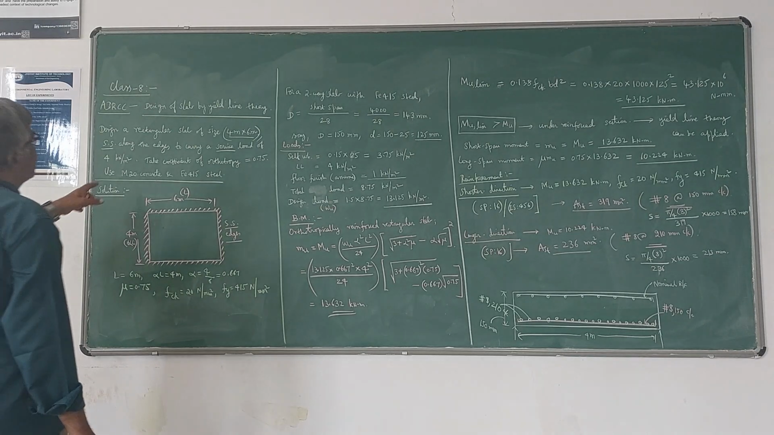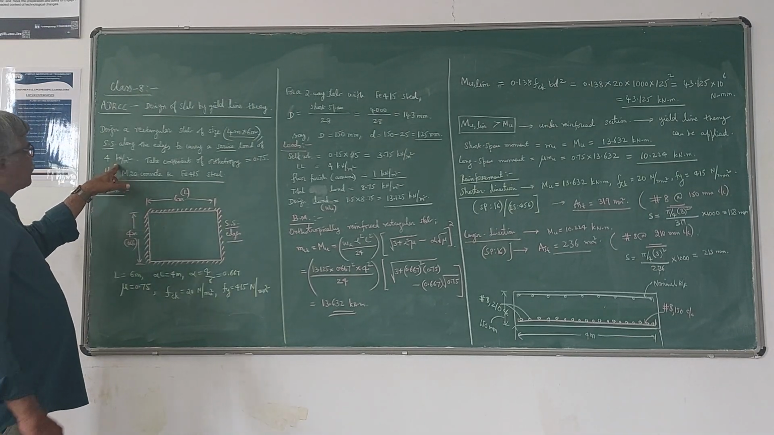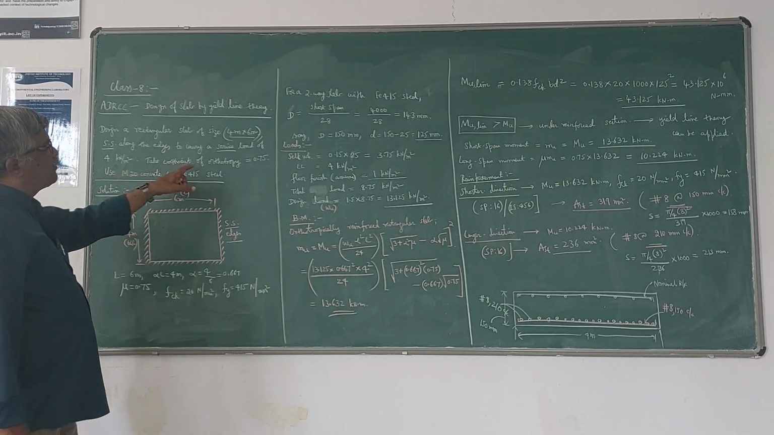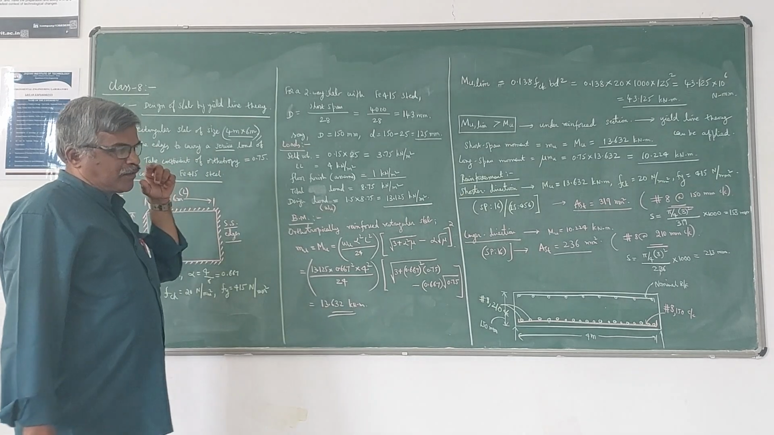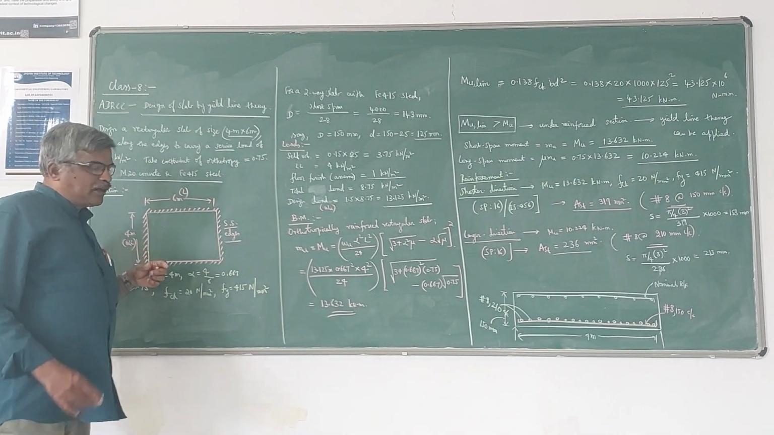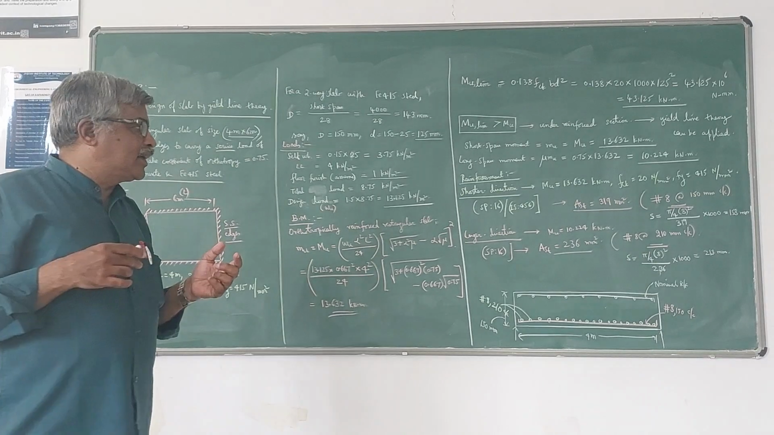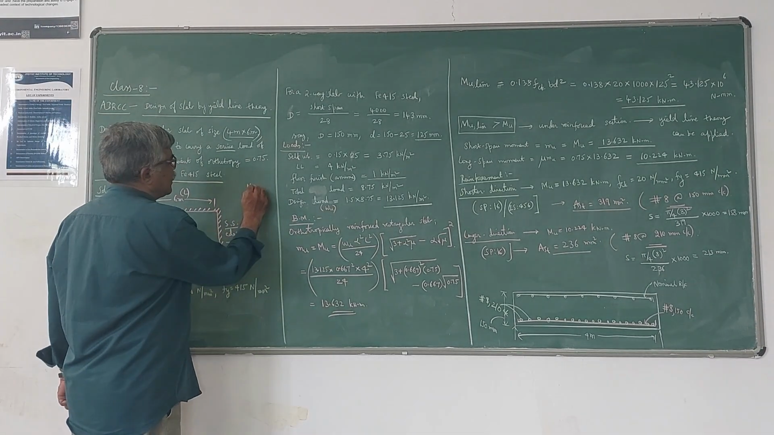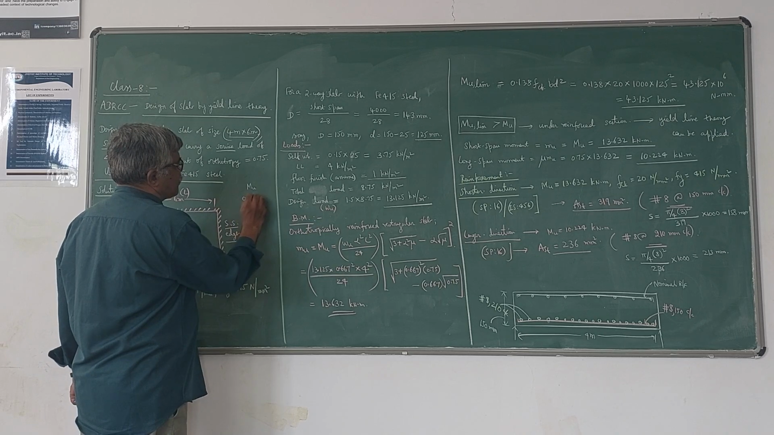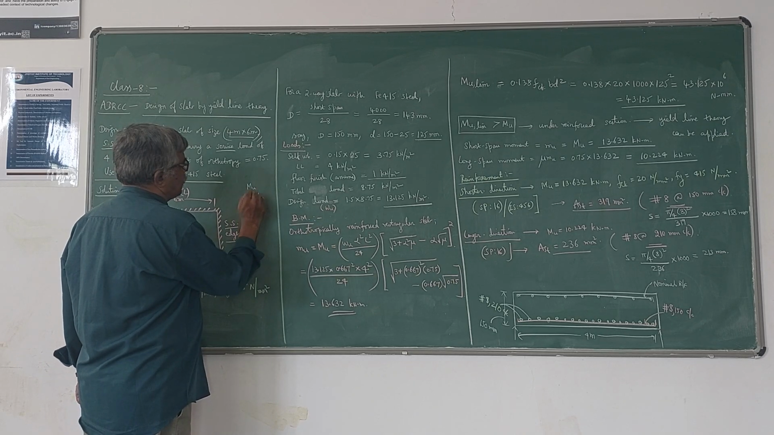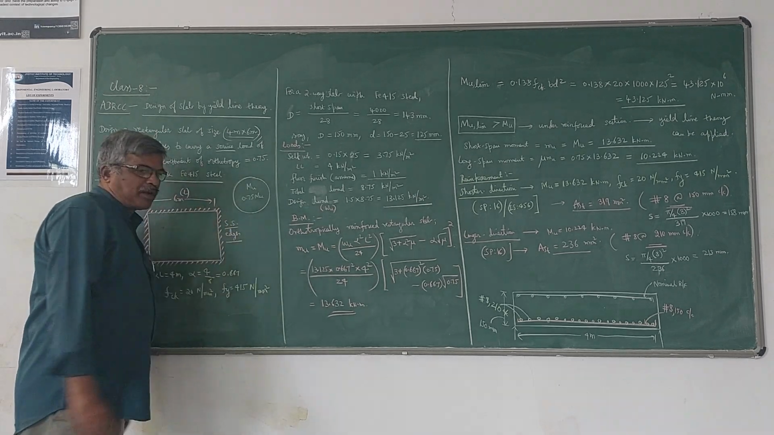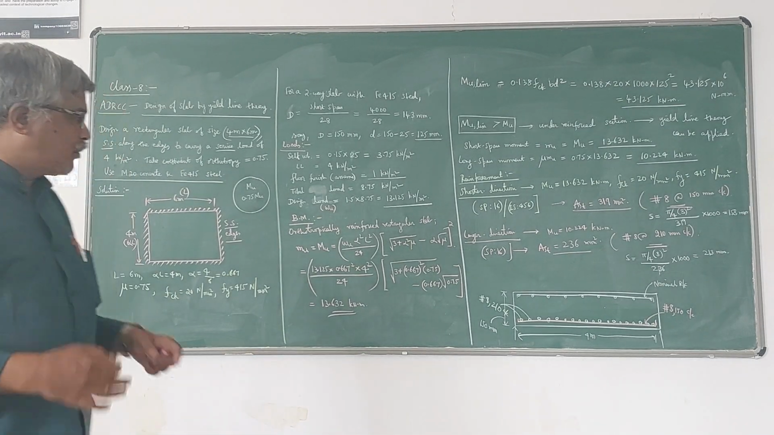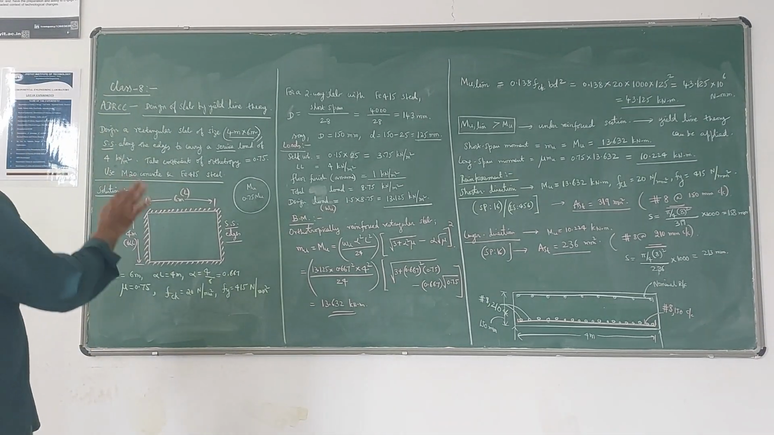So now the live load is 4 kN per meter square. The coefficient of orthotropy is 0.75. That means the moment carrying capacity in one direction is taken as mu, and in the other direction it will be 0.75 times mu. That is the meaning of orthotropy. Isotropic means the moment carrying capacity is the same in both directions.